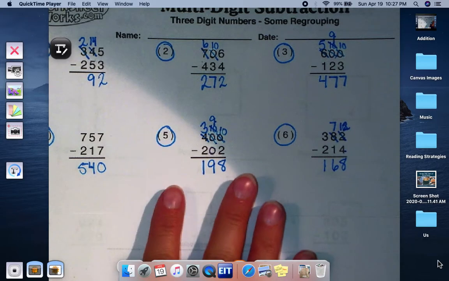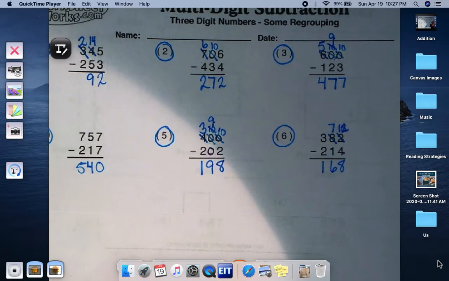Okay, we just did those 6 subtraction problems together. Go ahead and do the next 6 on your own.